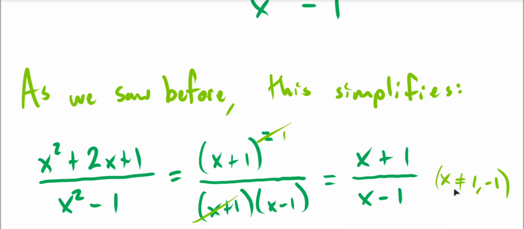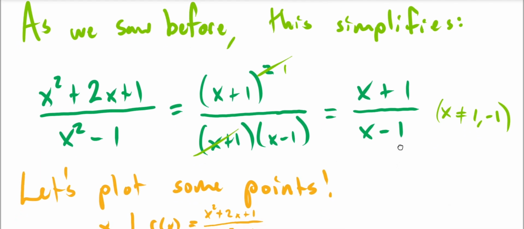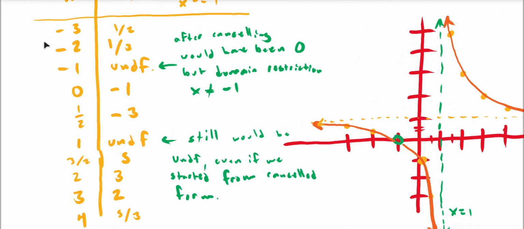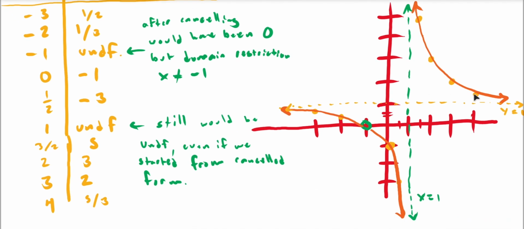Notice we still have a domain restriction. We are not allowed to plug in 1 or -1 because that would zero out the bottom at some point in time. All right, so let's plot some more points. Let's see what we get. Plugging in the following points, I get certain values as an output of my function. And here I've plotted them over here.